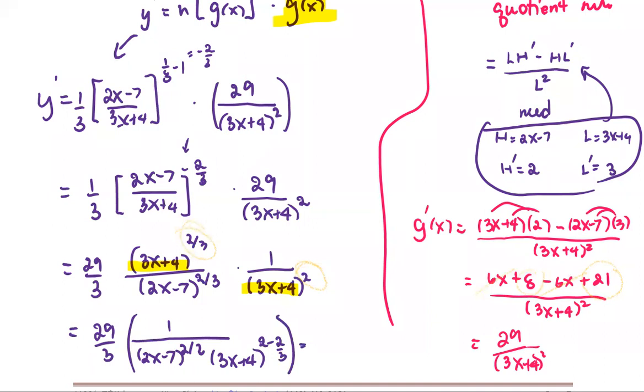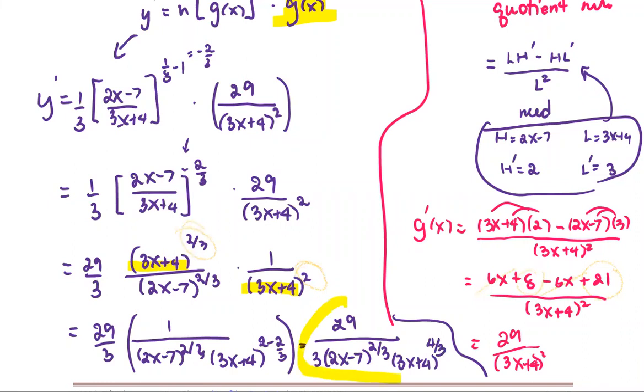And then the final, more simplified form of this answer is going to be 29 divided by 3 multiplied by the quantity 2x minus 7 to the power 2 over 3, and then multiplied by the quantity 3x plus 4 all to the power 2 minus 2 over 3, which is the same as 6 over 3 minus 2 over 3, or just the power 4 over 3 as the final result. So this is the answer for this problem, the expression for y prime.